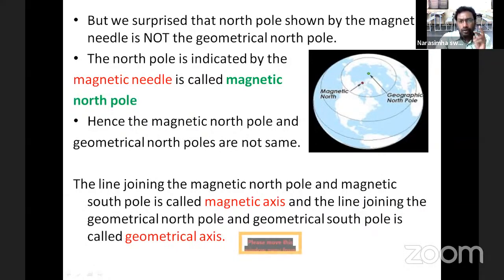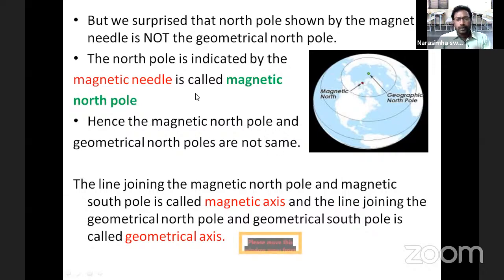So we have two north poles here: one is due to the geometrically centered one, and another is due to our magnetic needle. Observe the terms: magnetic north pole and geometrical north pole. One is the magnetic north pole and another one is the geometrical north pole. So the magnetic north pole and geometrical north pole are not the same. This point is to be understood.